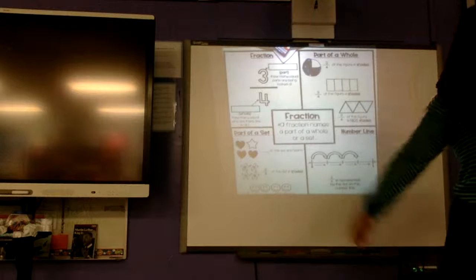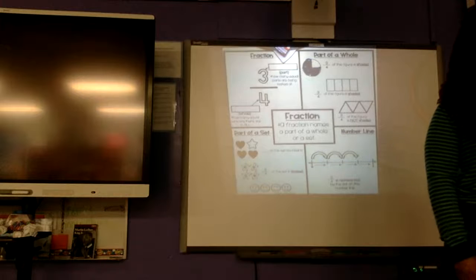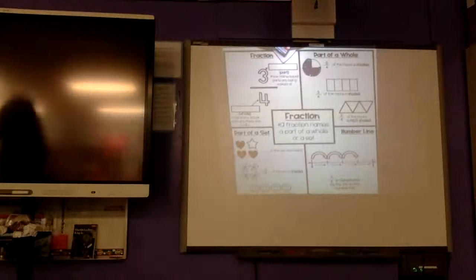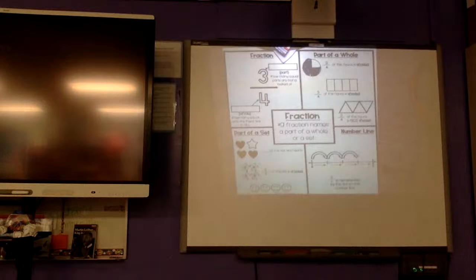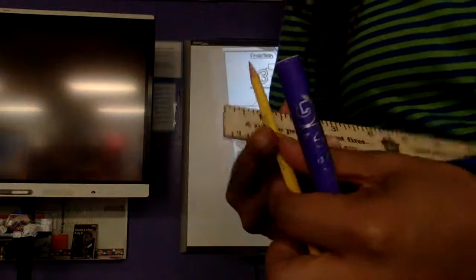Who's ever used a ruler before? Did you know that those are fractions on a number line? Well, they are. If you look at the 0, let's see if we can find a ruler. So, on your inch mark, see how it doesn't begin on 1? It doesn't begin on 1, does it?